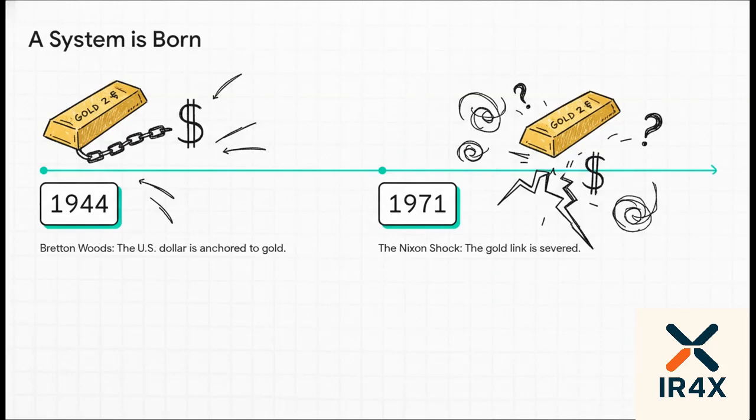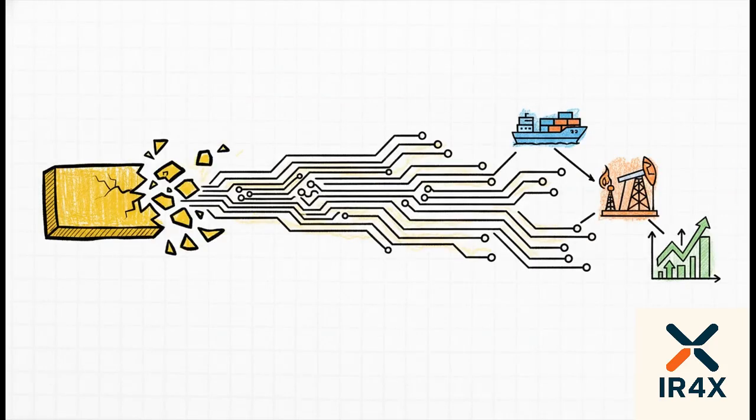And honestly, everyone expected total chaos. But here's the crazy part. The dollar didn't collapse. No way. It actually got stronger. So why? Well, because it stopped being backed by a shiny yellow metal and started being backed by something way, way more powerful, the actual infrastructure of global trade, energy, and finance.